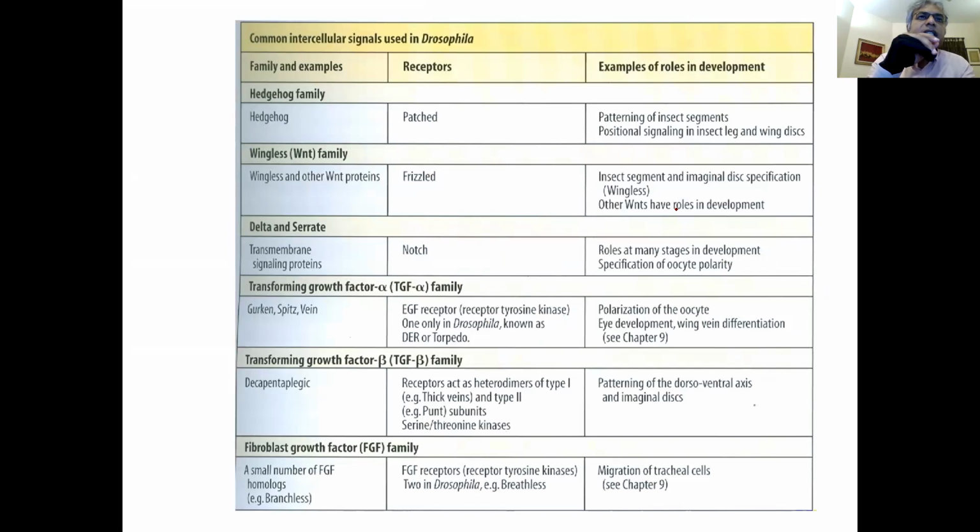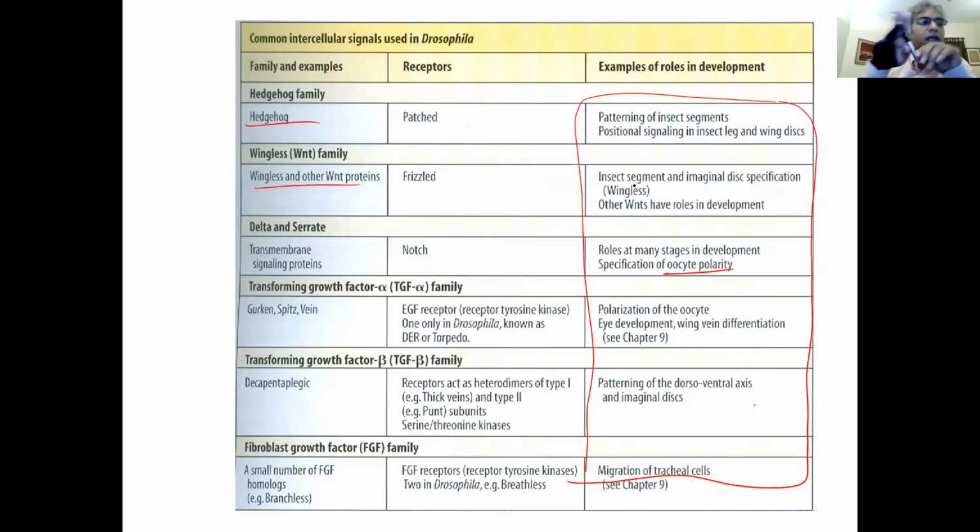We just talked about Notch-Delta and JAK-STAT, but there are other cell signaling events like Hedgehog and Wingless, and here their roles are written, not only in oocyte development but also in other processes of organogenesis. So with that, we are done for today's lecture. Let me know if there are questions.